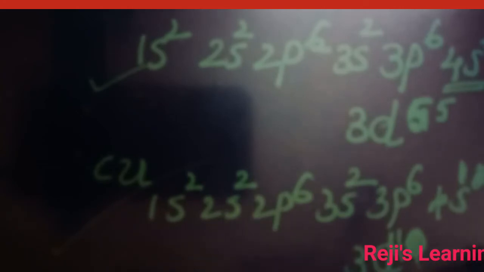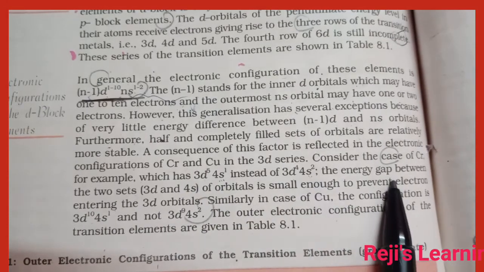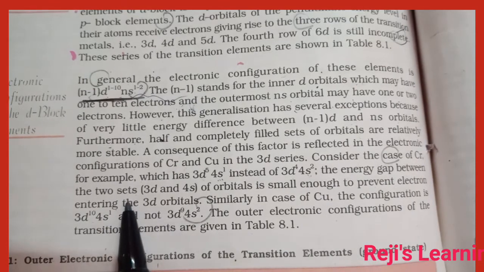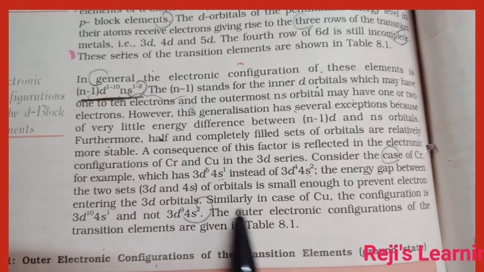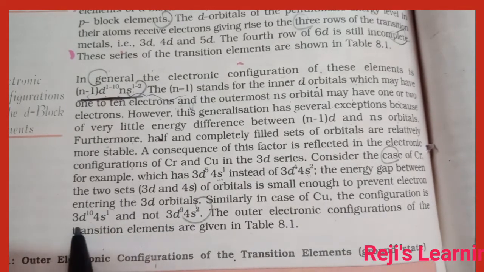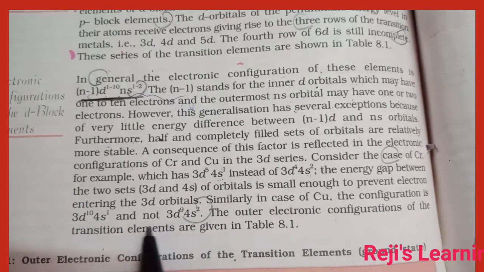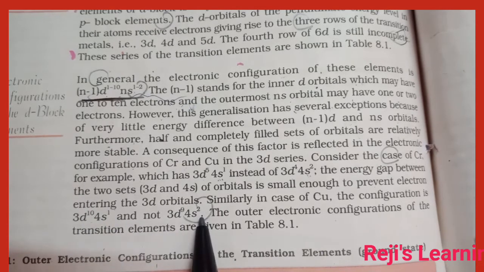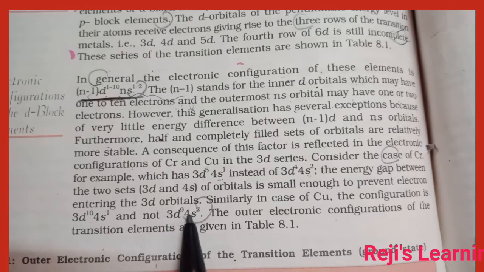This is a topic we studied in 11th. The case of chromium, for example, which has 3d5 4s1 instead of 3d4 4s2. The energy gap between the two sets of orbitals is small enough to prevent electrons entering the 3d orbitals. In the case of copper, the electronic configuration is 3d10 4s1 and not 3d9 4s2. Okay, this 3d10 4s1: one electron moves from here to there, and it becomes 3d9 4s2. The reason for such a shift is that there is no large energy difference between 3d and 4s.